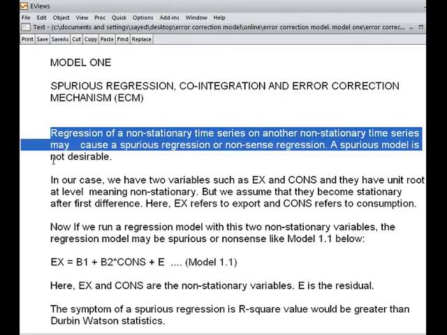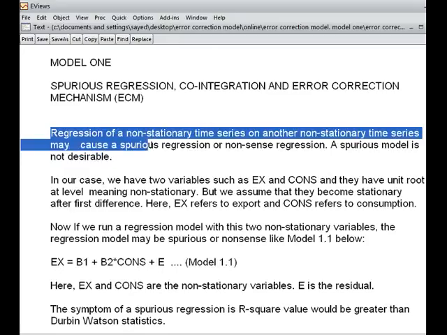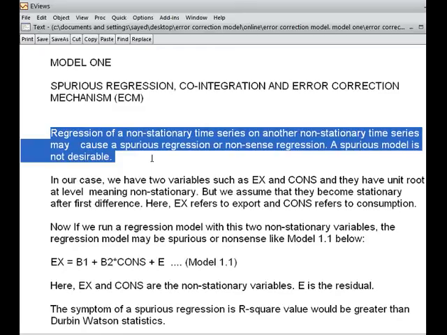So what is happening here? If the variables are non-stationary, and then if we estimate the regression model, probably that model is spurious or nonsense. So we cannot accept that model.